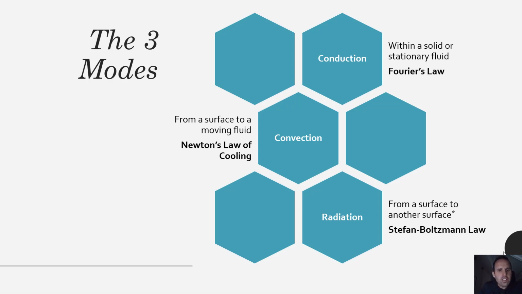For convection, convection is heat transfer from a surface to a moving fluid. So unlike conduction, convection has this bulk fluid motion, and the rate equation associated with convection is called Newton's law of cooling. Finally, for radiation, which is typically from a surface to another surface, although there are exceptions to that, that uses a rate equation called the Stefan-Boltzmann law. So today we're going to focus on conduction in this video.